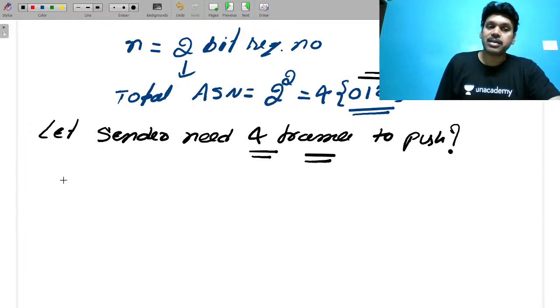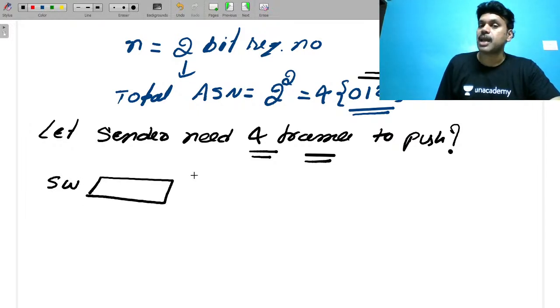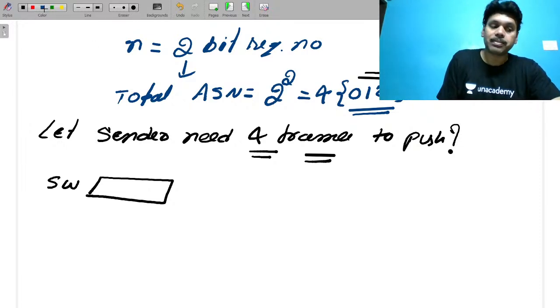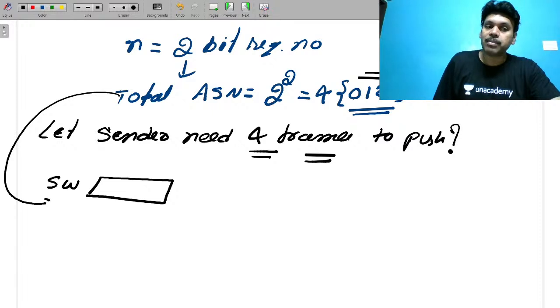So he started the sender window. His capability is a 4. How did you get his capability? 2 power 2 is equal to 4. So directly I am sending 2 power n. What will happen? Let us see. So I am saying that you are capable of 4. That too, you want to transmit only 4 frames.